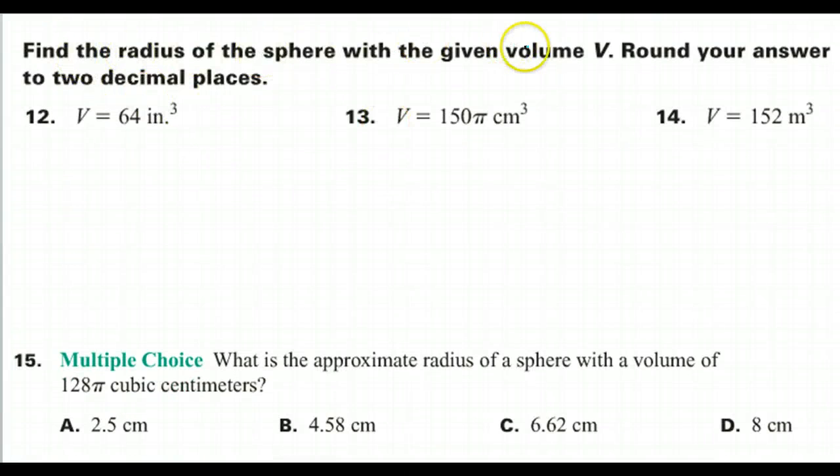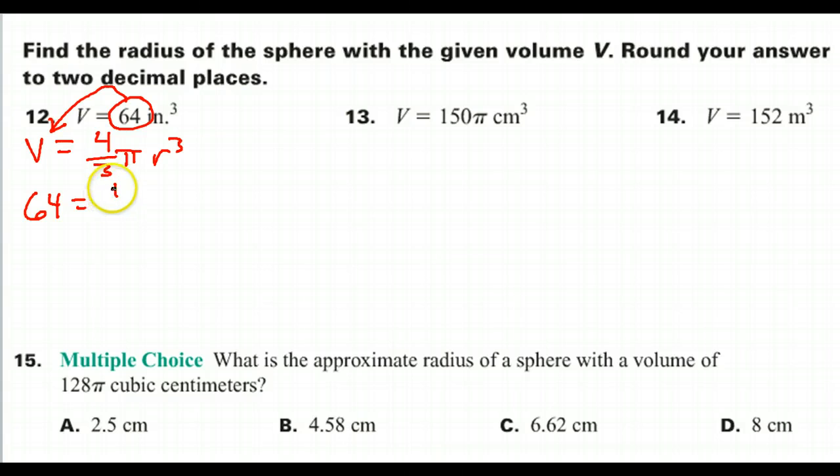Find the radius of a sphere given the volume. Round your answer to one decimal place. So if you're given something, write the formula for it and plug it in. So we're given the volume, so we will write the formula for volume, 4/3 pi radius cubed. And then we will take this and substitute it in. So this will be 64 equals 4/3 pi r cubed.